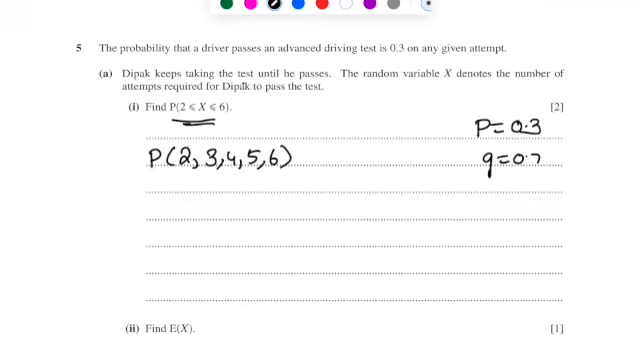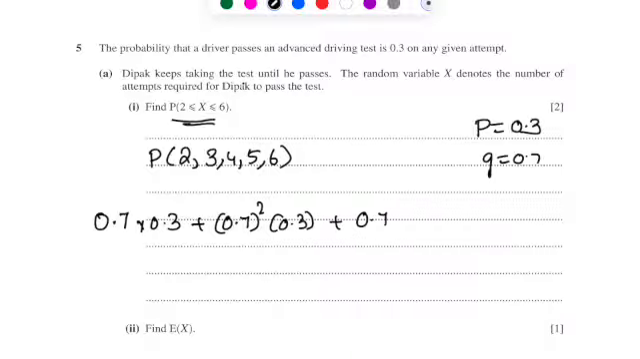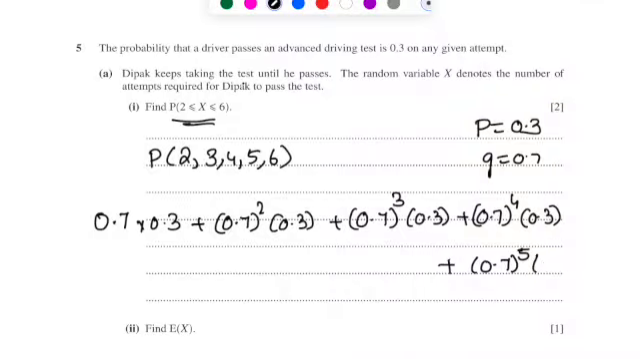I'm doing a longer procedure. What is that one? Second time he's passing means first time failed and second time he passes. Third time he passes, so first two times he failed and third time he passed. Fourth time passed: first three times he failed and fourth time he passed. Fifth time passing: four times he failed and fifth time he passed. Then five times he failed and sixth time he passed.